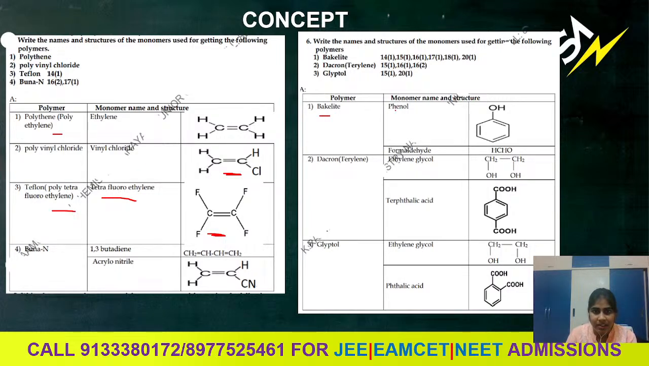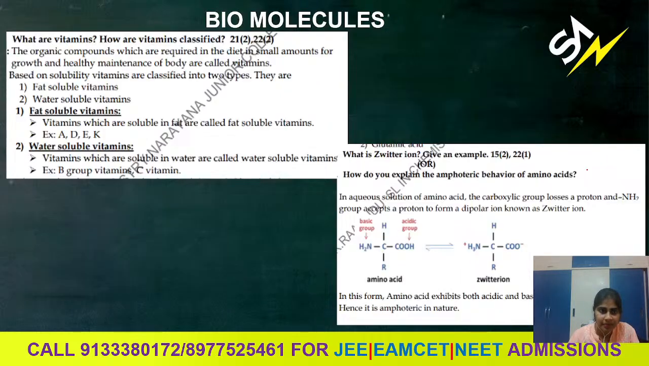Here the polymer is Bakelite and its monomers are phenol and formaldehyde. Write those structures. And this Dacron, it is made from ethylene glycol and terephthalic acid. And glyptal, it is made from ethylene glycol and phthalic acid. Just afford some time for practicing these monomer units. If you repeatedly practice it, you can easily remember this.